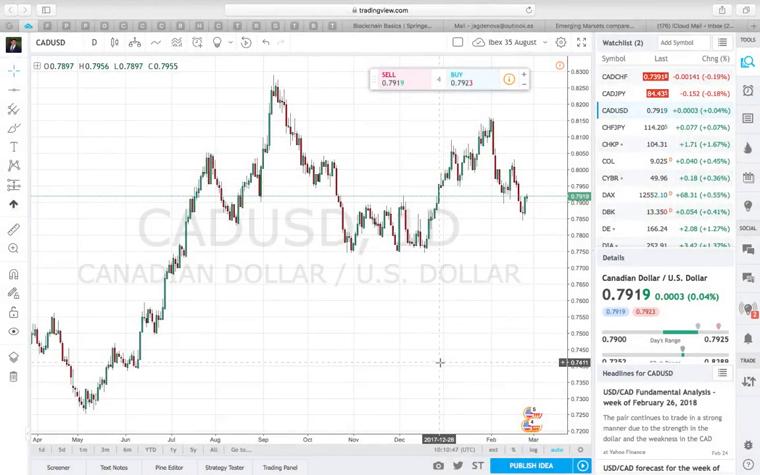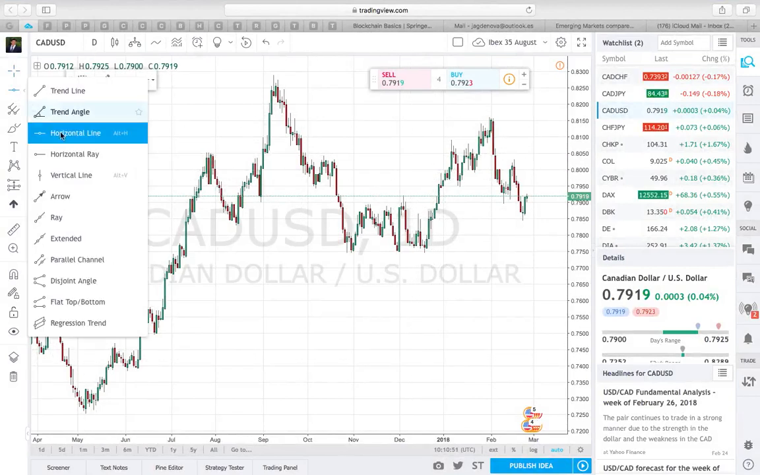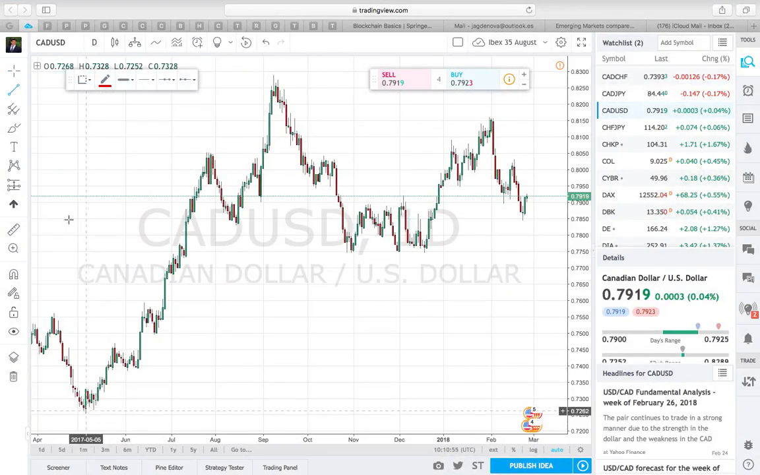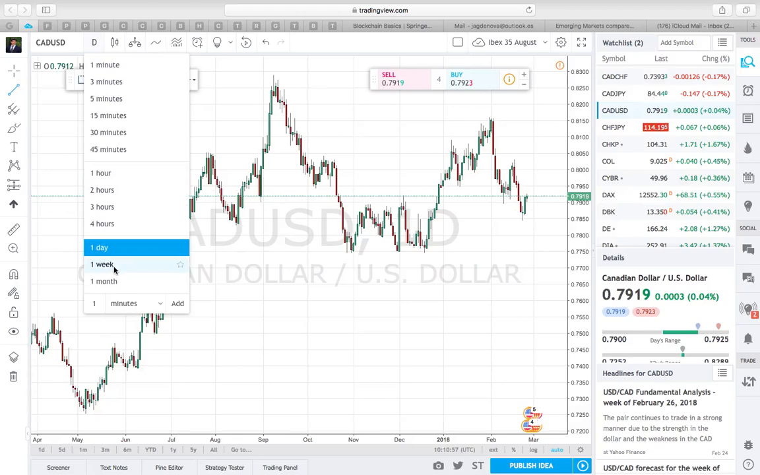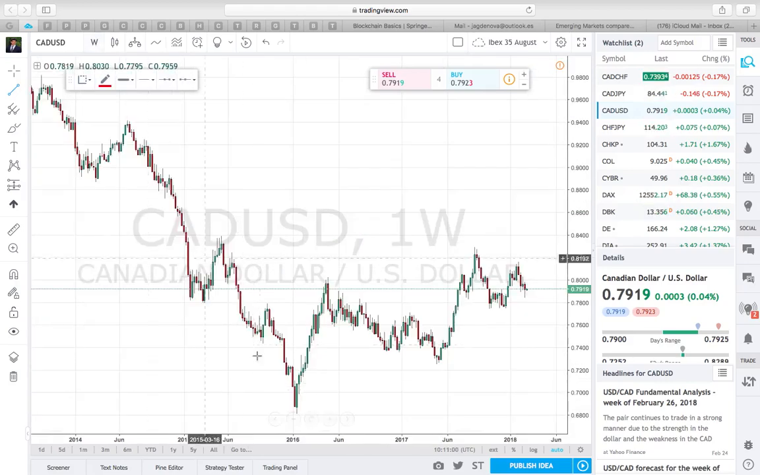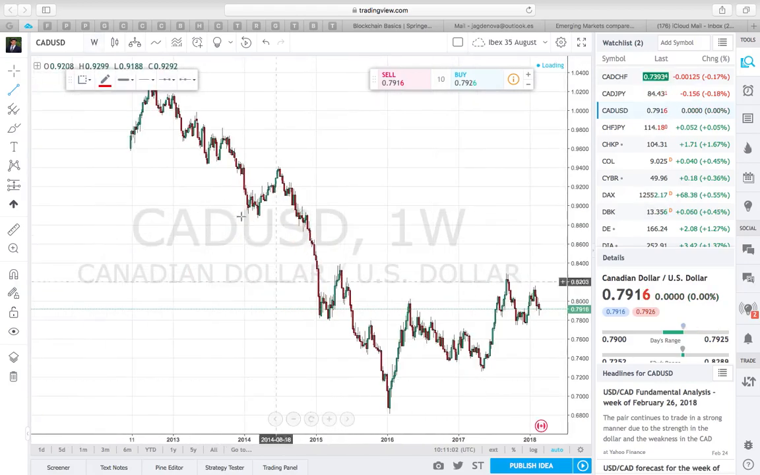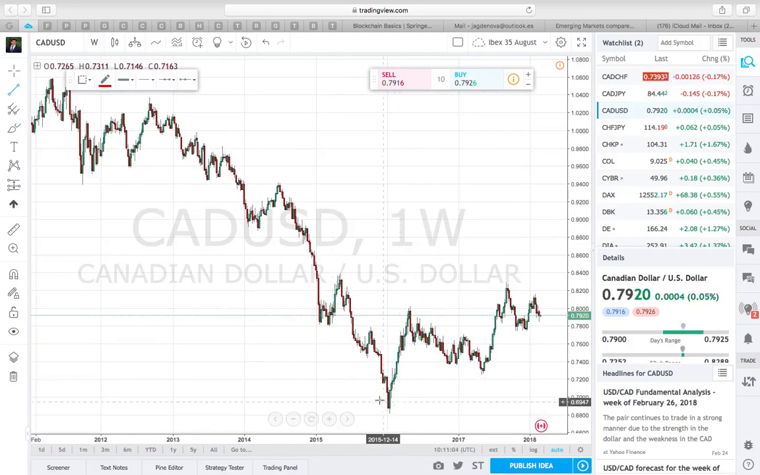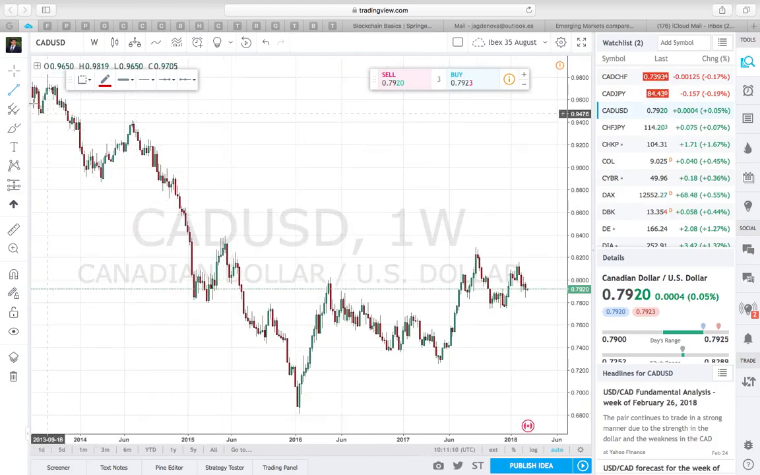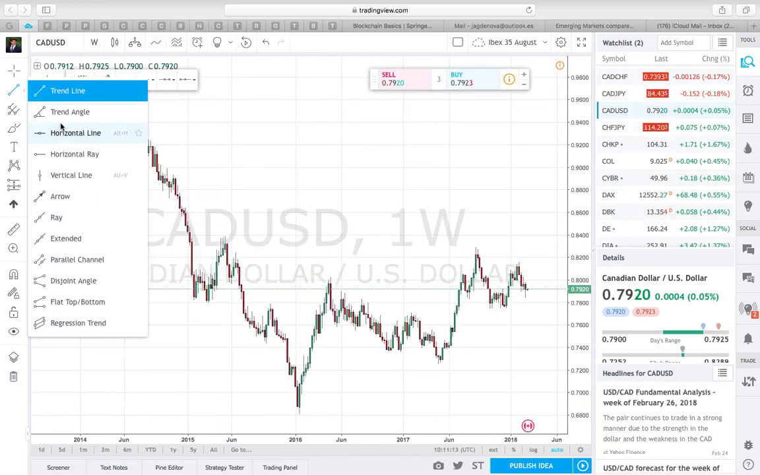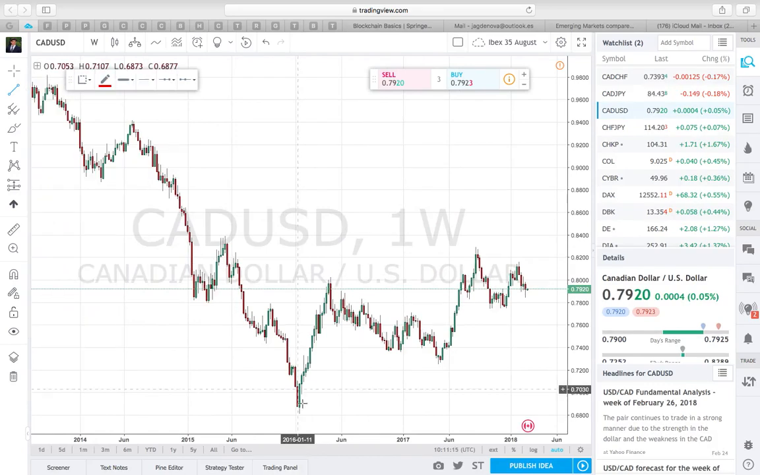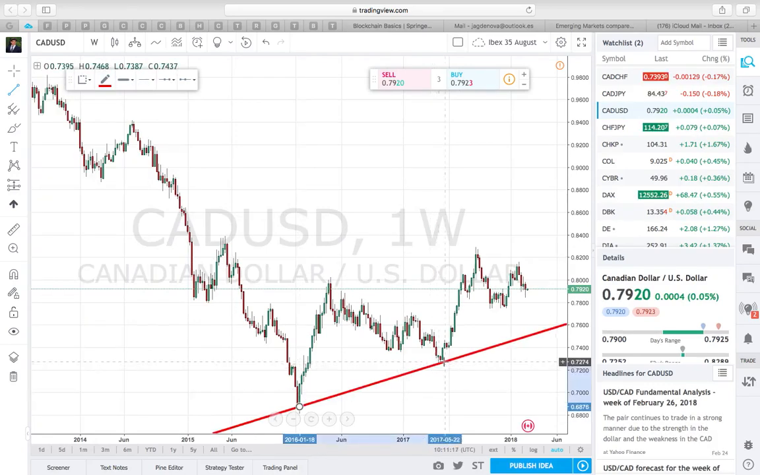So today we are going to analyze the Canadian dollar against the US dollar. We are going to start with a trend analysis. We are on the daily chart, but we are going to start with the weekly chart to see what the trend is. Here we see a big downtrend. Here we see a bottom, so possibly the start of a correction. We are going to analyze this correction from the bottom to the top.